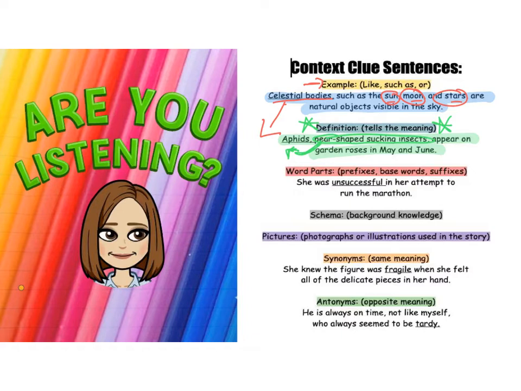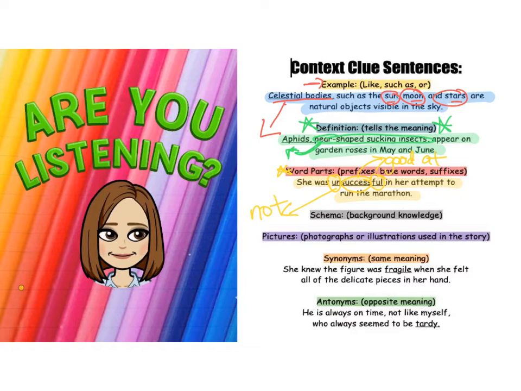A word part. This is prefixes, base words, and suffixes. Parts of the word inside the word. She was unsuccessful in her attempt to run the marathon. So let's look inside it for those clues. I'm noticing un. I'm noticing the root word success, and I'm noticing full. Well, I know that un means not. Success is something that you're good at. I know something about that. So not good at, she was not good in her attempt to run the marathon, so she must not have done a very good job running. Notice how those word parts helped me figure out the meaning of that word.